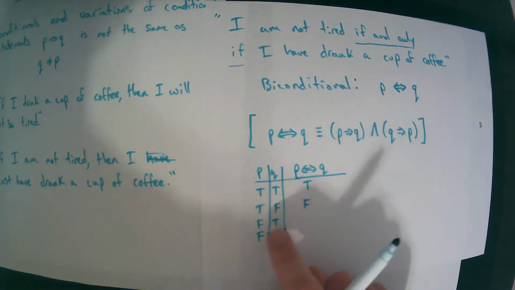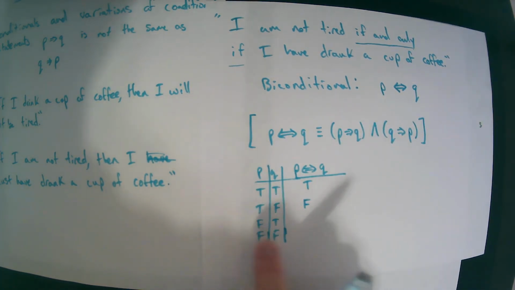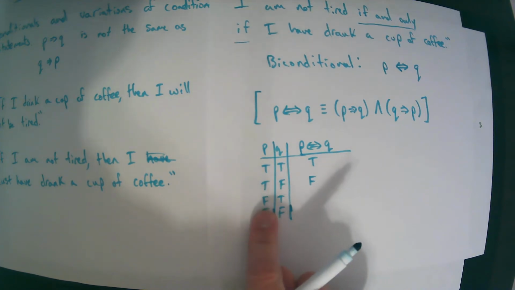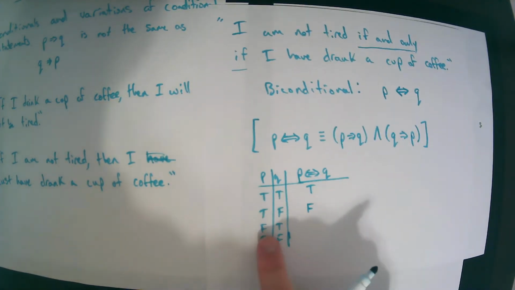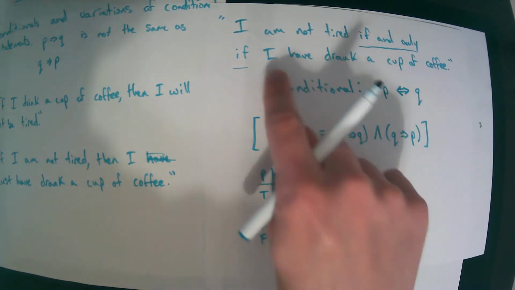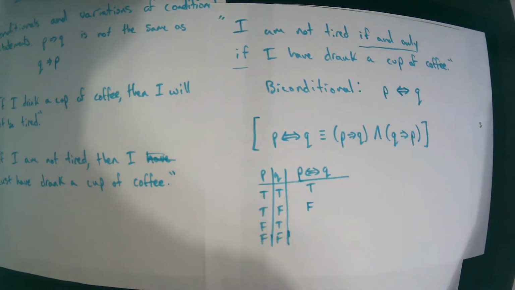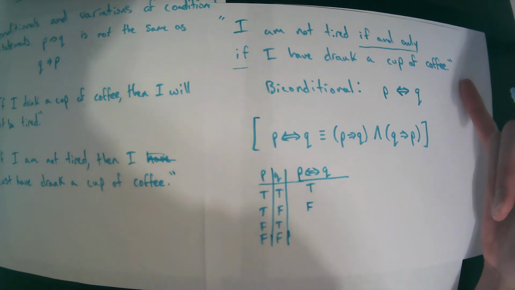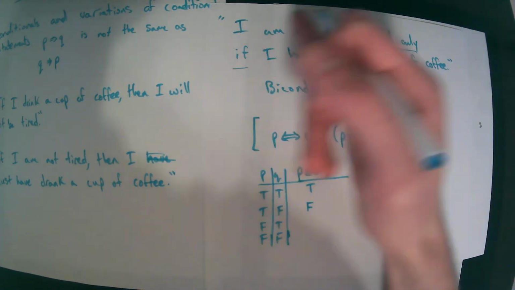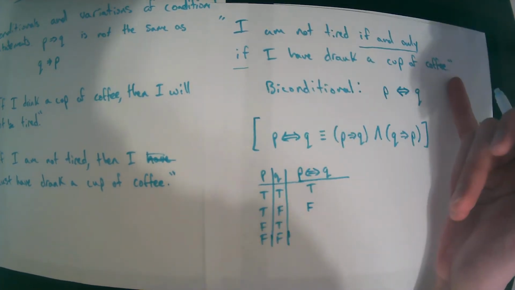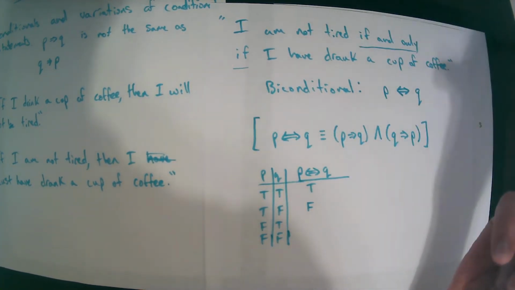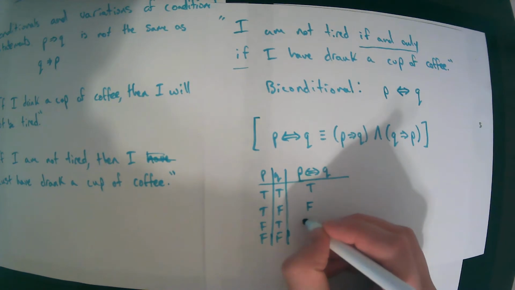Okay. So what about this second statement where the first part is false? The first part is I am not tired, but it's false, so I look very tired, but I have drank a cup of coffee. But I told you this statement really says that I can only function if I have coffee, and vice versa. So you see me drinking a cup of coffee, but I'm still tired. That means this statement is false.